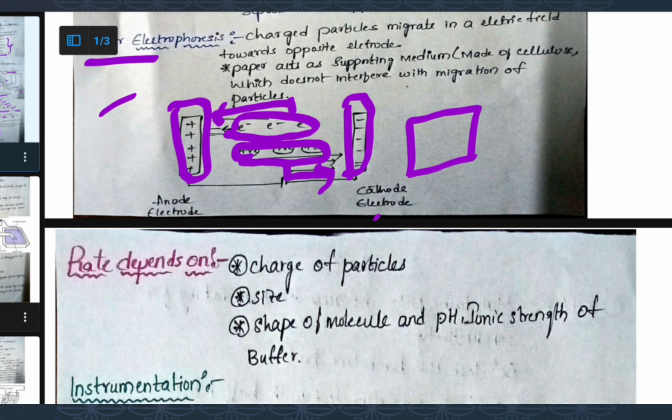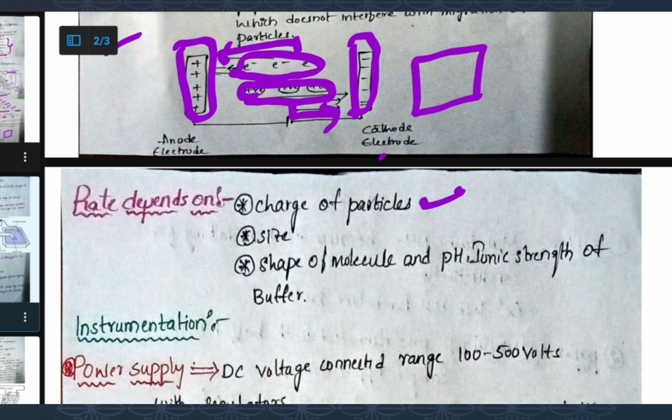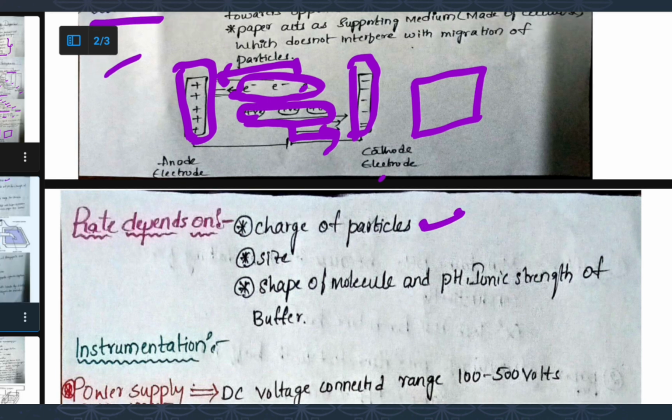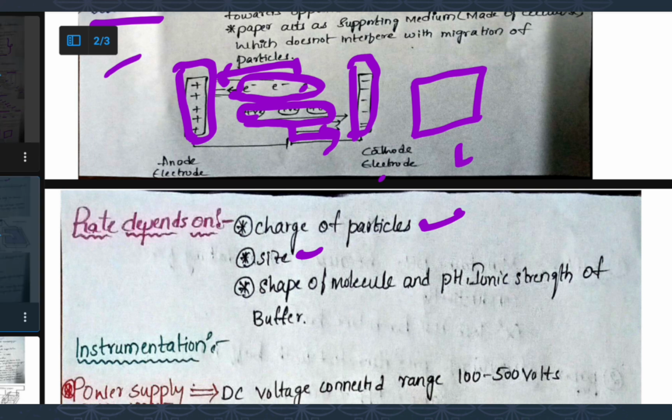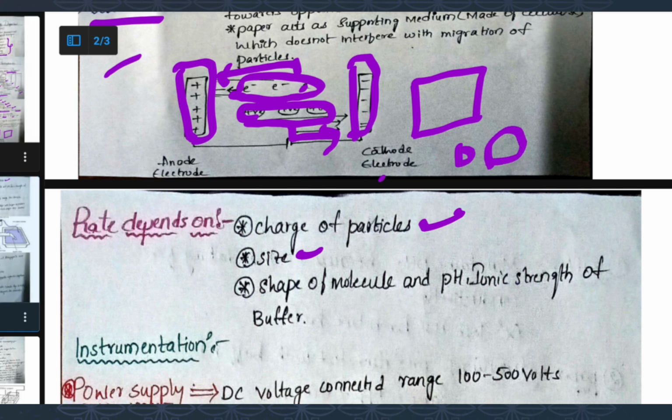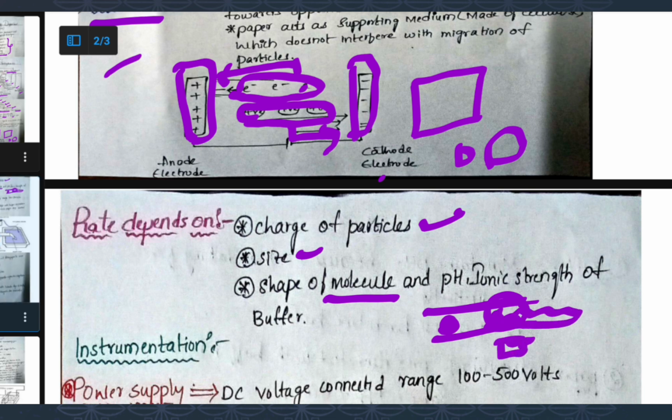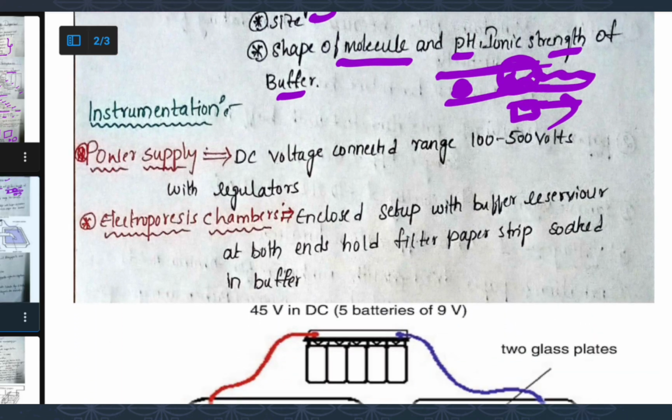And what does the separation depend upon? The charge of the particles, how much charge the biomolecules possess, and the size, either small or big, will also affect it. And the shape of the molecules: round ones can pass through the capillaries or whatever the paper is, but irregularly shaped or rectangular ones can have difficulty in traveling. Then, the pH and ionic strength of the buffer also affect the movement of the particles.